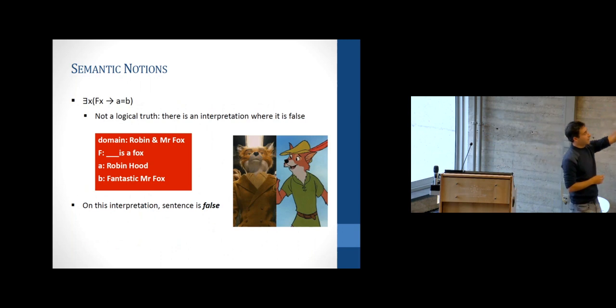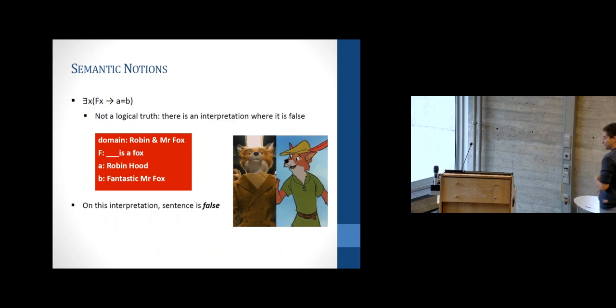We have the sentence: there is an x, Fx, then A equals B. For this sentence, we don't know anything about F or A and B. We want to show it's not a logical truth, so we need to come up with an interpretation in which it is false. Basically, we're looking for a situation where the antecedent is true and the consequent is false. So how would I do that? First of all, I'll give two names for different objects. A and B refer to different things. And Fx being: x is a fox.